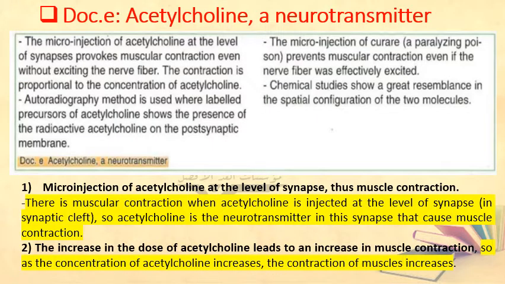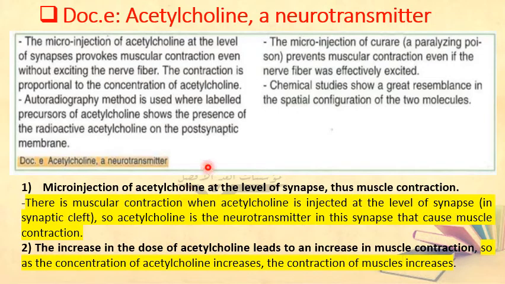Now, in document E, we have many ideas. I divided it into 4 ideas. This is 1, here 2, 3, and the last one 4. Okay, let's explain each part alone. It's also about acetylcholine. So the main neurotransmitter you are responsible for is acetylcholine, and now you will be able to identify another one called the curare. First of all, what do we have? Micro-injection of acetylcholine at the level of synapse, that's muscle contraction.